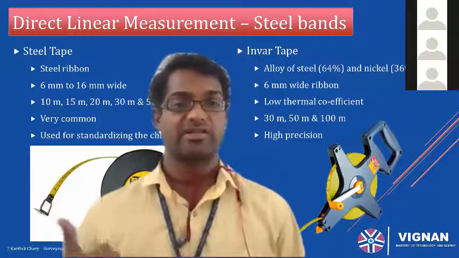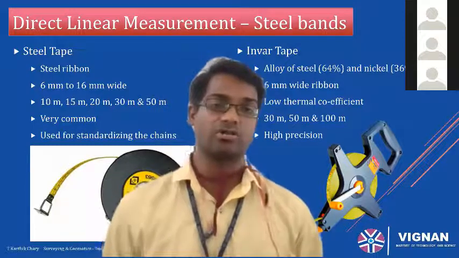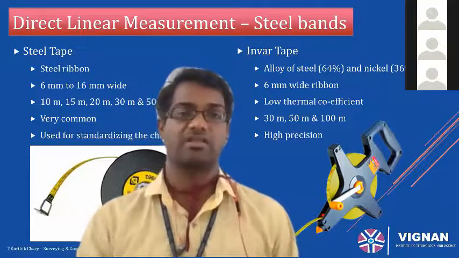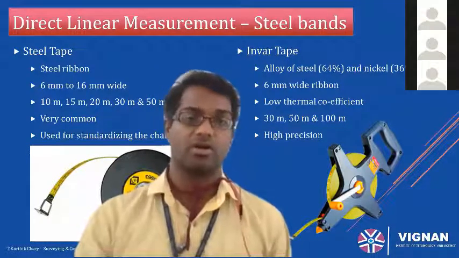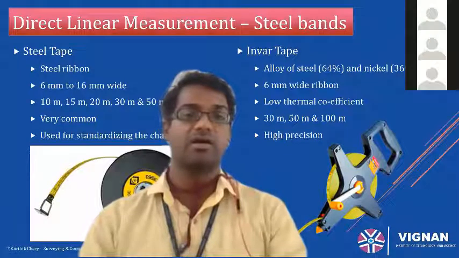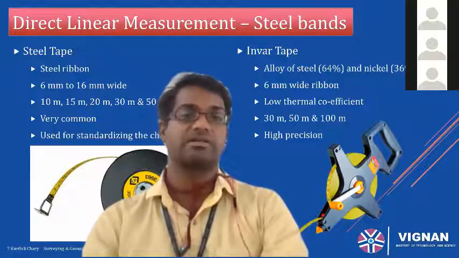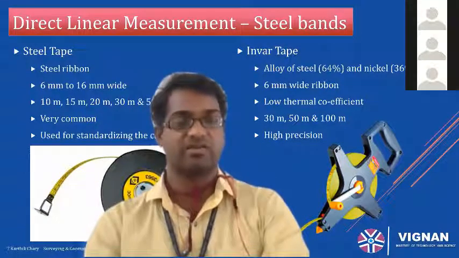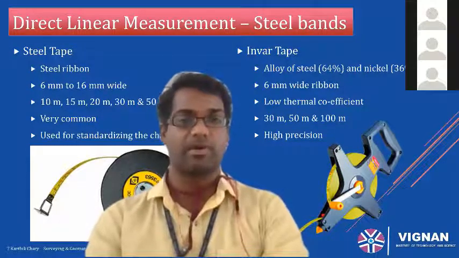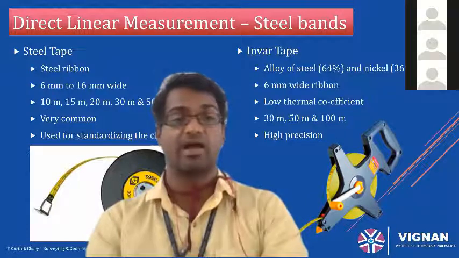Then we have the invar tape. Because of the corrosion, the steel tape cannot be used or does not last long. So they have introduced this tape where we can control the corrosion, and this corrosion can be controlled by using alloys in that material. The common alloys which are used in the steel are nickel and chromium. So in invar tape, 36 percent nickel is used, and the rest will be steel. And the thickness of this tape will be 6 mm, right? And you can use this for very accurate measurements, and you'll get very high precision also.